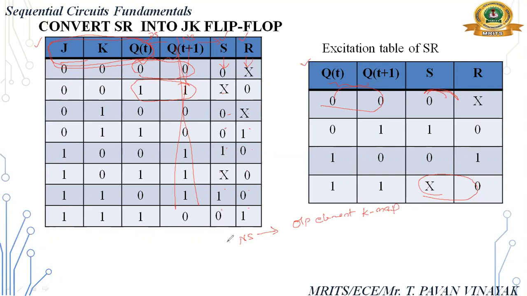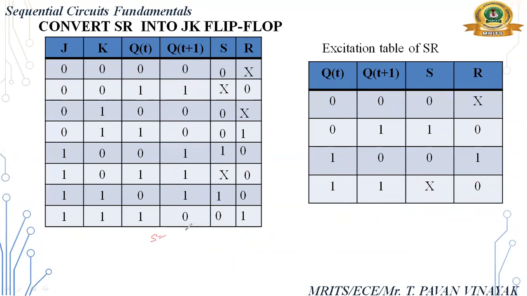For the next state, the left side are inputs. You have to consider them as inputs. These are inputs, these are outputs. This is a very important consideration. So don't consider Q of t plus 1 as input. So what is the final expression for S and R?